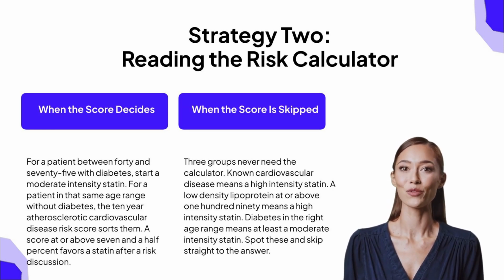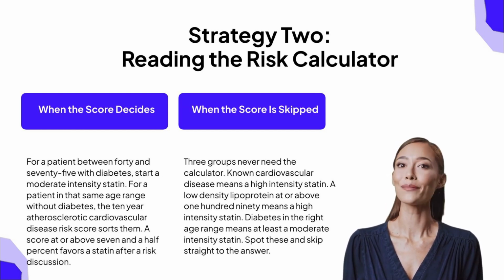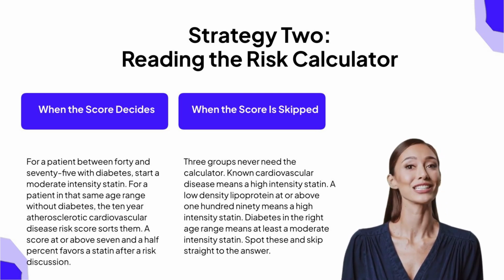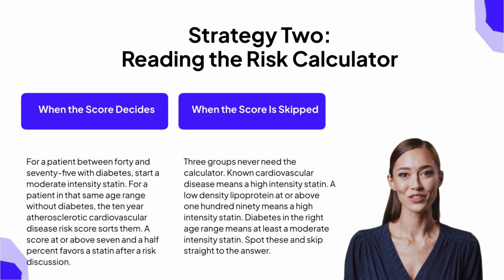Here is the clean framework. If the patient is between 40 and 75 and has diabetes, start at least a moderate intensity statin. If they are in that same age range without diabetes, the 10-year atherosclerotic cardiovascular disease risk score is what sorts them, and a value at or above 7.5% favors a statin after a risk discussion.